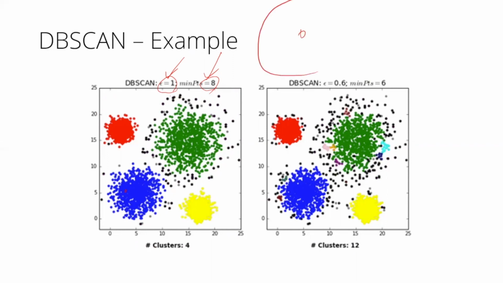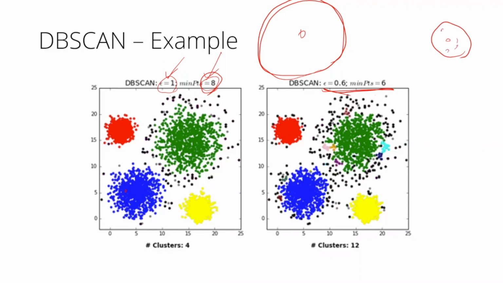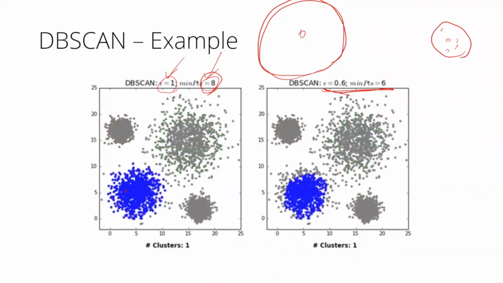You're setting a circle that is quite large. And then, in this large circle, you have to have this many points within that circle in order to qualify as a core point. Versus on the right-hand side, we have a smaller circle, epsilon equals 0.6, and with a small number of points, right? So the definition of the neighborhood is more narrow scoped, right?